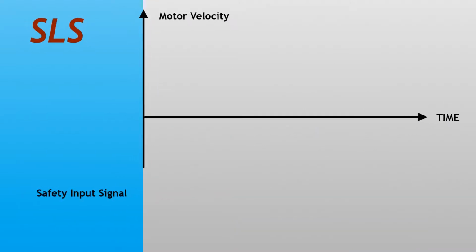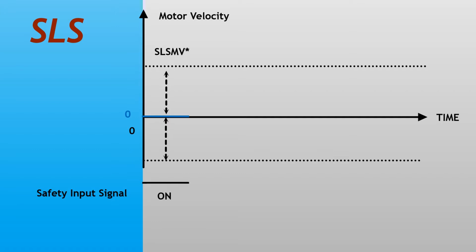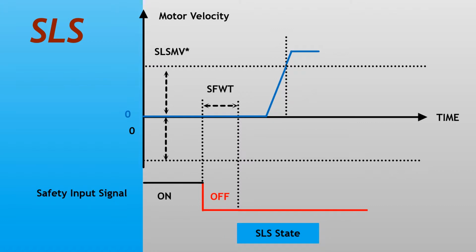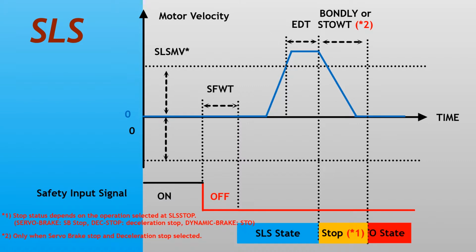SLS is a function when safety input is changed to off, contact open, it starts safety velocity monitoring after passing safety function starting wait time SFWT. When safety input is changed to on, contact close, this stops SLS function, safely limited speed, and it can start normal operation again. If safe velocity monitoring error is detected, servo motor stops with the operation selected at force stop operation selection at error detection: SLS stop, servo brake stop, dynamic brake stop, and deceleration stop.